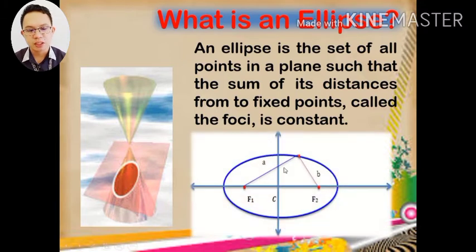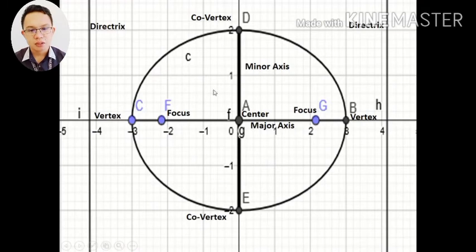So halimbawa, meron tayong illustration dito. So lahat ng points dito, if we're going to add the sum of the distances of that to the foci, halimbawa 10 at saka 5, so 10 plus 5 is 15. So lahat ng sums ng distances ng mga points dito ay 15. So ito yung halimbawa or different parts ng ellipse.